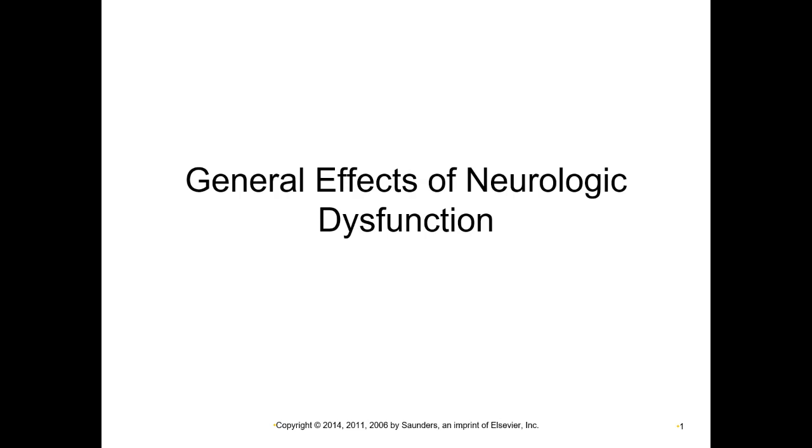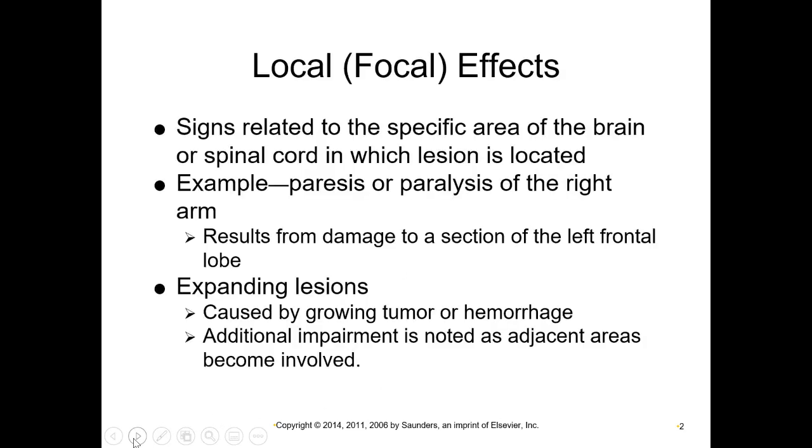So let's get started with general effects of neurologic dysfunction. There are focal effects or local effects, signs related to a specific area of the brain or spinal cord where the lesion may be located. An example is paresis, paralysis of the right arm. There's something then in terms of the left frontal lobe that's causing the paralysis of the right arm. Expanding lesions, growing tumors, hemorrhage, something like that. Any additional impairment is noted as the adjacent areas also become involved with a bleed or something like that, a tumor.